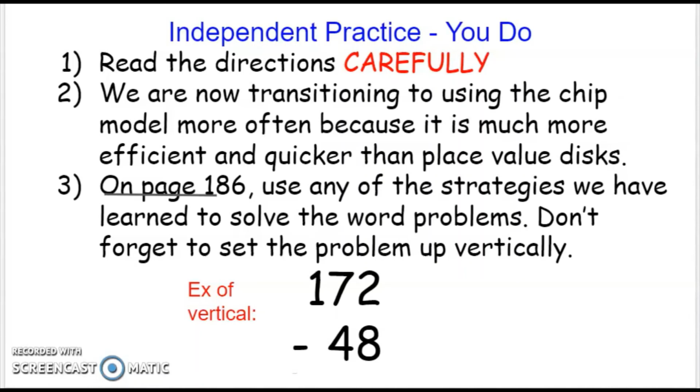Lastly, on page 186, you can use any of the strategies that we have learned to solve the word problems. Don't forget to set the problem up vertically. I have given you an example of what the vertical form looks like. Don't forget, with the vertical form, you must also draw the place value charts with the labels, so that you can set up your chip model very easily.